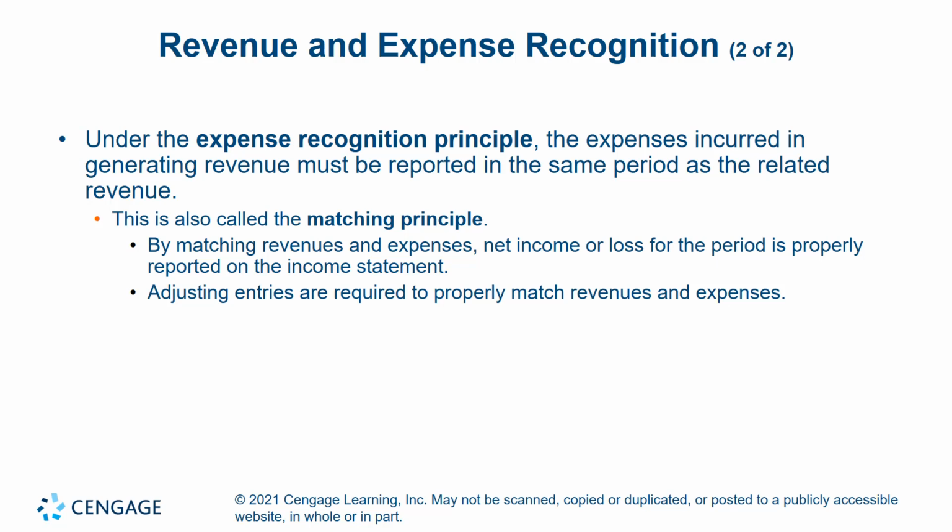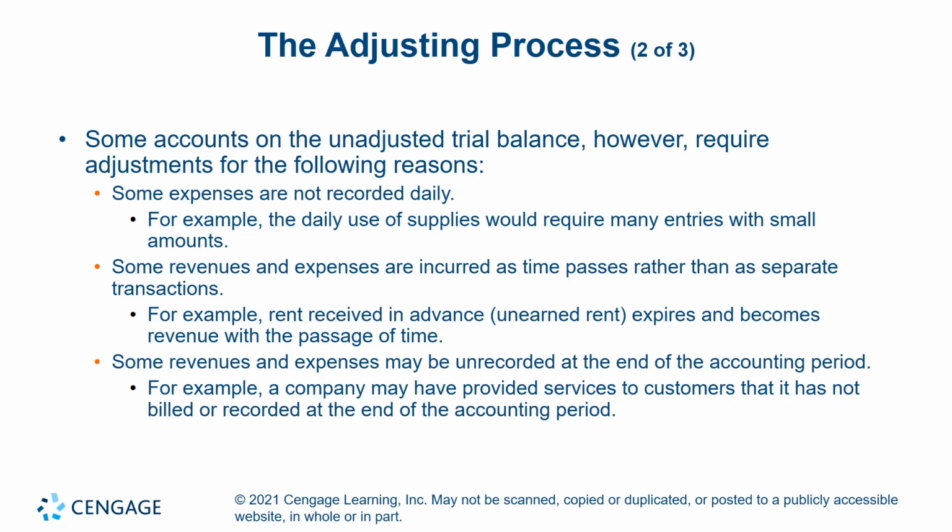It doesn't match up. And in order for it to match up, we need to follow the accrual basis of accounting. By following the accrual basis of accounting, we need to do adjusting entries to properly match revenues and expenses. At the end of the period, we need to record the recognition of revenue that's earned and the expense recognition that's incurred in the period. By completing these entries, we are following the adjusting process.